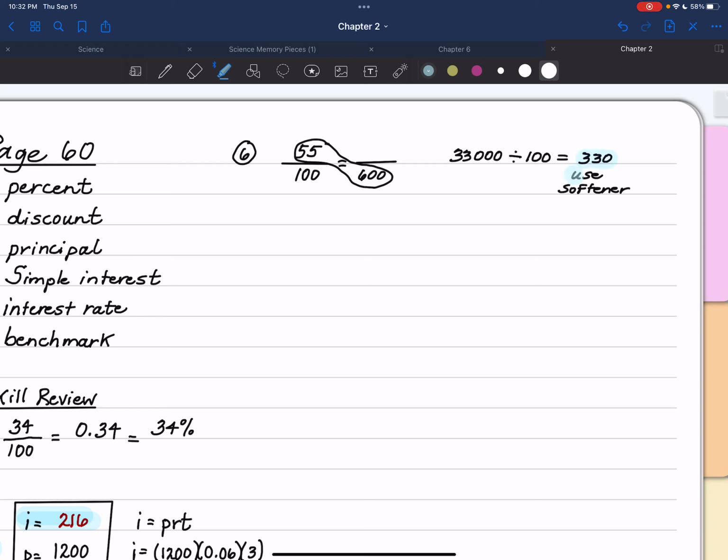So 330 is the answer I'm looking for. And this is actual people. Number 7. In a survey of 200 computer shoppers, 3 out of 4 shoppers reported purchasing a laptop computer. How many of the surveyed shoppers does this represent?